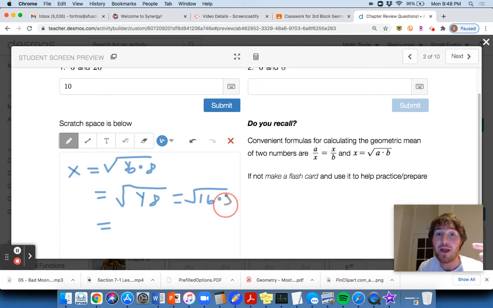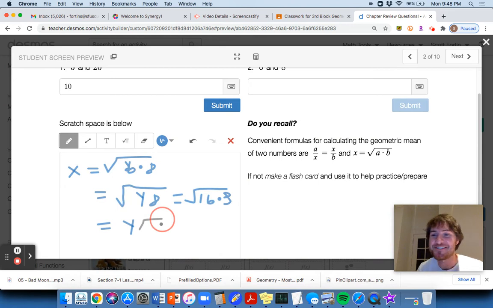48 isn't a prime number, it's a composite number. So we can find some factors here, one of which is a perfect square. 16 times 3 is 48, so the square root of 16 times 3 is the same thing as the square root of 48. So I can take the square root of the 16 right here, and I get 4. So I get 4 root 3 would be my answer to this one here.